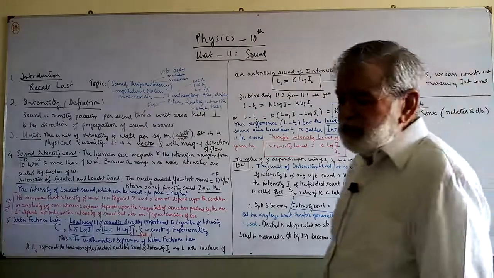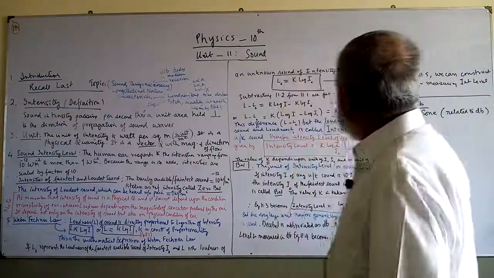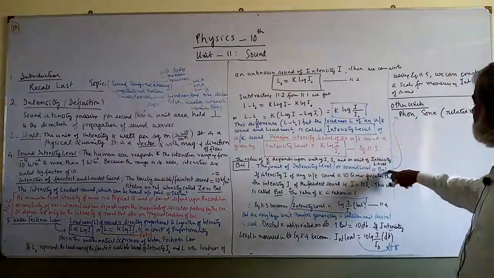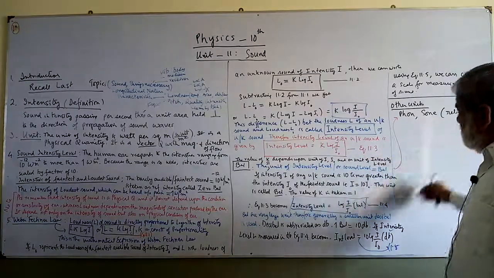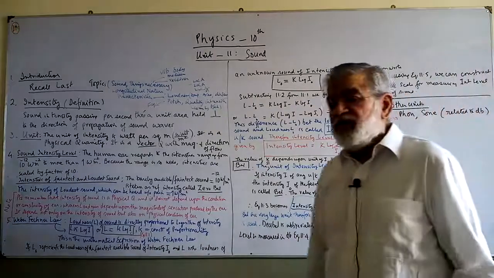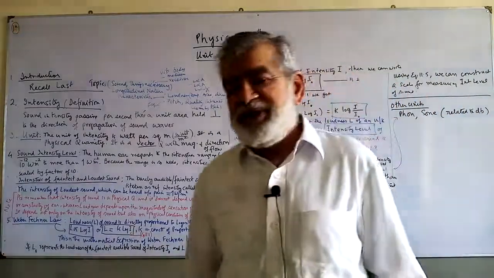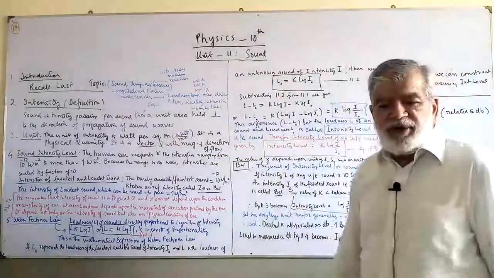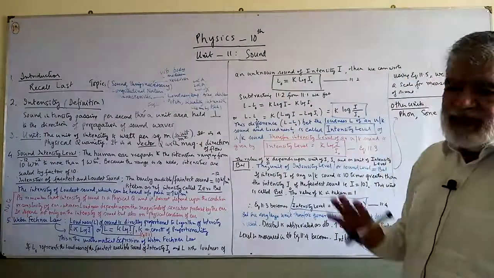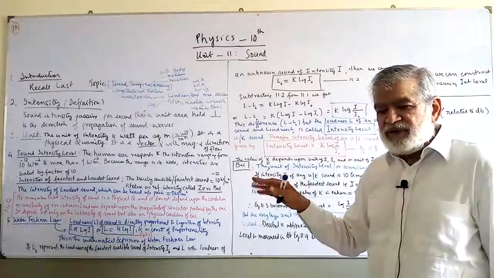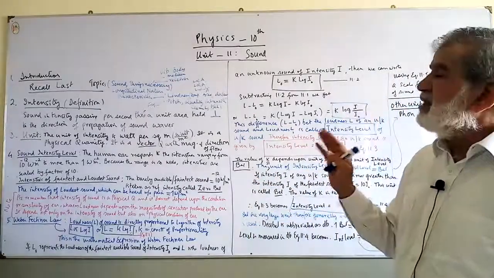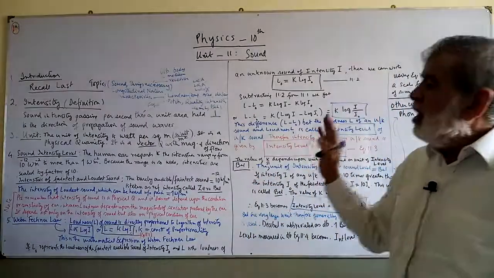Some other units of sound intensity level, given here besides bell, are phon and sone, S-O-N-E. These are related to decibel. Maybe there's a question which asks what other units there are for intensity levels. So I revise again for recapitulation. Last time we covered what sound is, the characteristics of sounds, and the things necessary for production of sound. Now we go on to intensity.